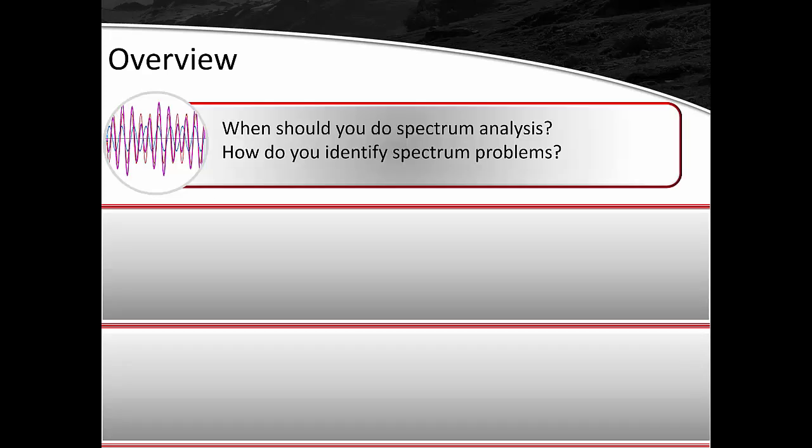So first of all, an overview. When should you do spectrum analysis? And how do you identify spectrum problems? And the first thing you need to understand is that there's a difference between spectrum analysis and protocol analysis. Protocol analysis is all about analyzing the bits, the frames, that which is usefully communicated across the RF medium. But spectrum analysis is really just looking at the RF energy. We're seeing what is going on in the RF spectrum.